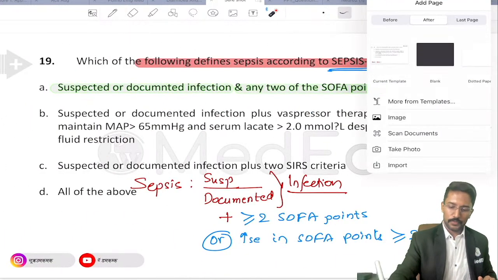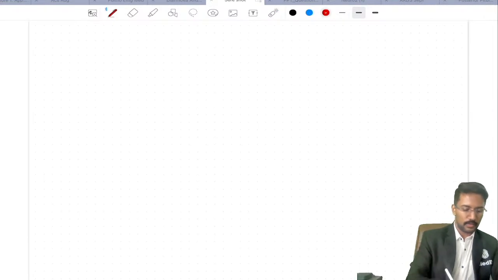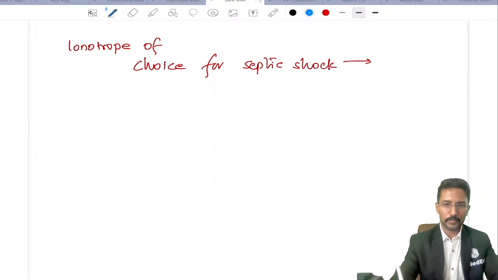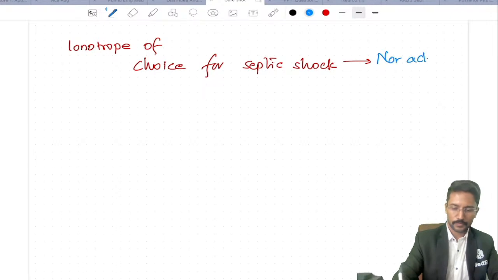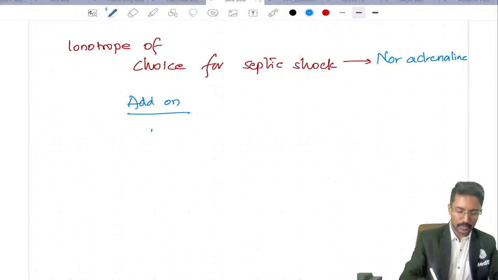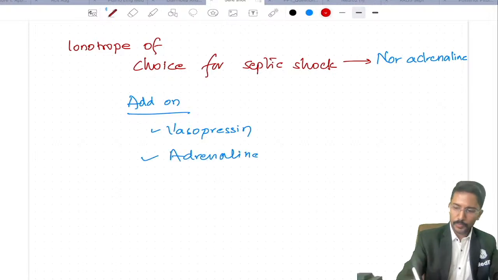They can ask you one more MCQ. What is the inotrope of choice for septic shock patients? This is a repeatedly asked MCQ. So please remember, it is noradrenaline. If noradrenaline alone is not helping, then as add-ons, you can consider vasopressin and adrenaline.